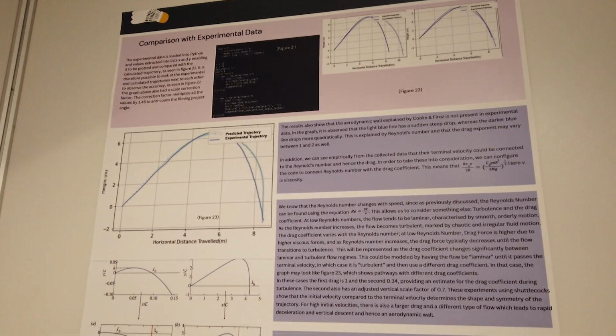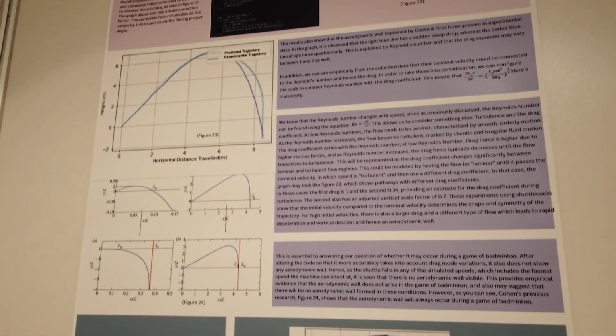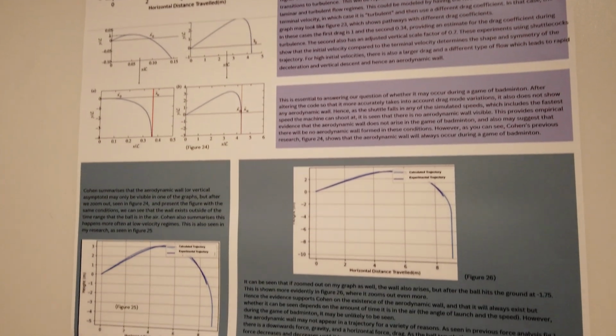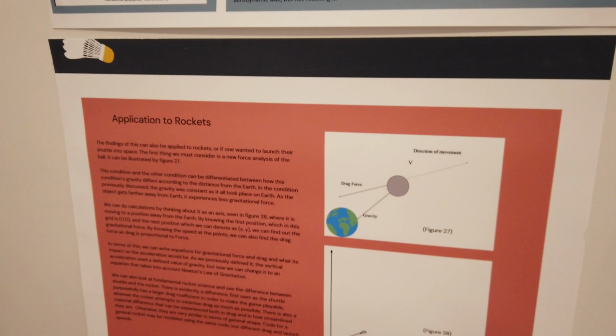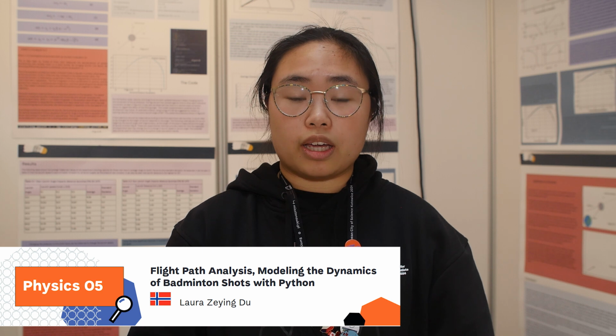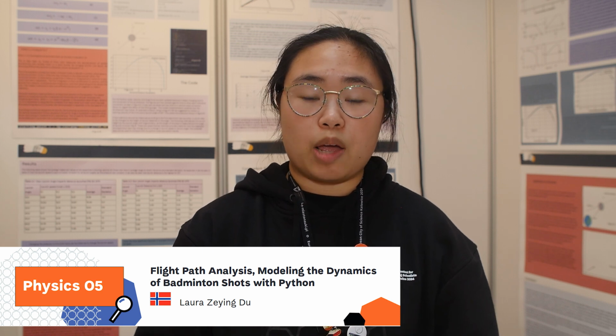In this project, I preliminarily looked at the trajectories of badminton shuttles. I first looked at how the drag coefficient of the badminton shuttle could be found. I did this by comparing my experimentally filmed trajectory with a theoretical trajectory that I modeled on Python.